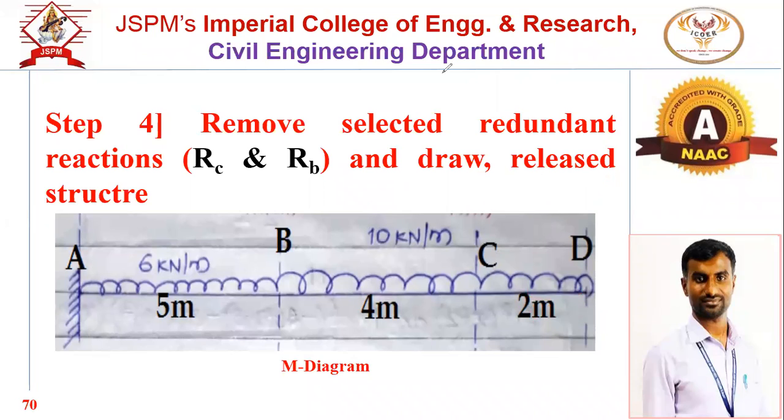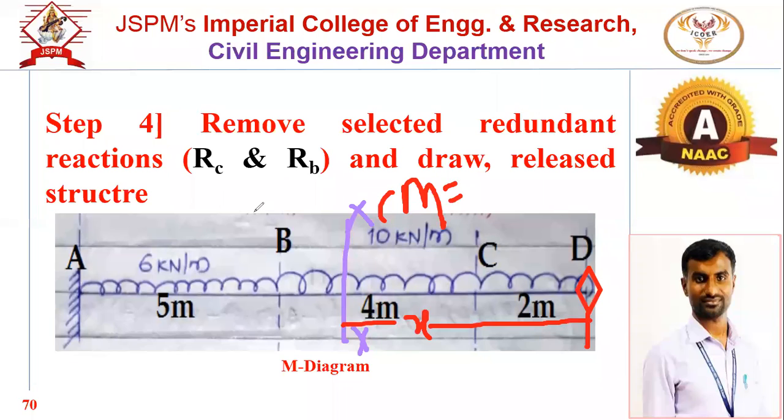So take the section in between CB. What is the procedure? Take the section in between the zone and consider the distance x from the origin. Now what is the origin? This point D is the common origin for all the zones. D point is the origin. And the distance of the section line to the origin will now be x distance. Now tell me, what is M for CB? Bending moment equation.